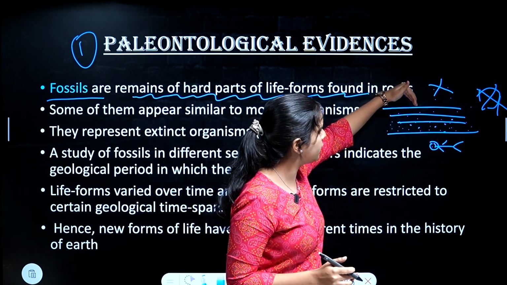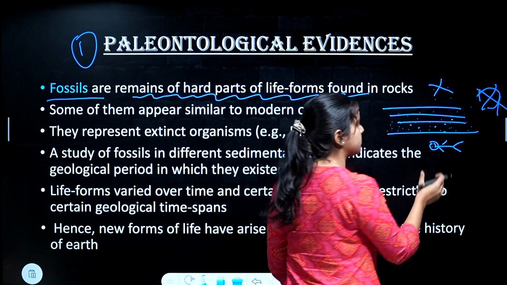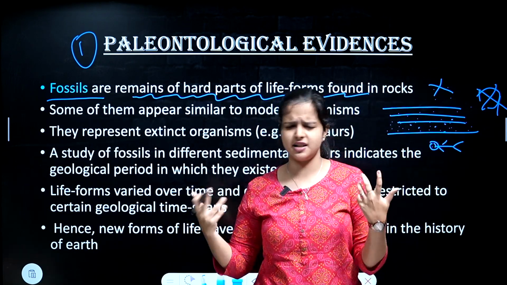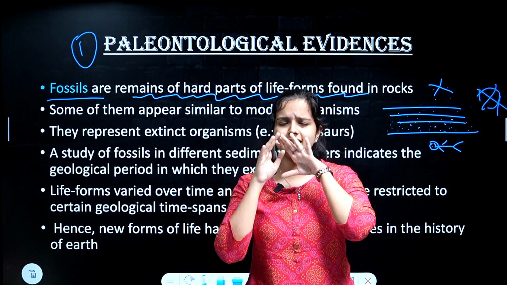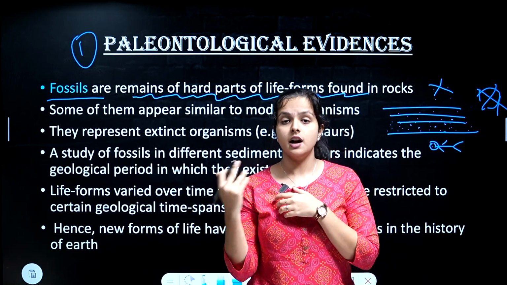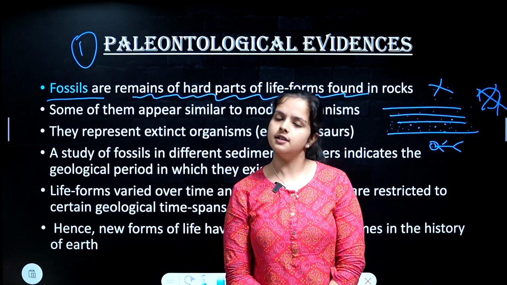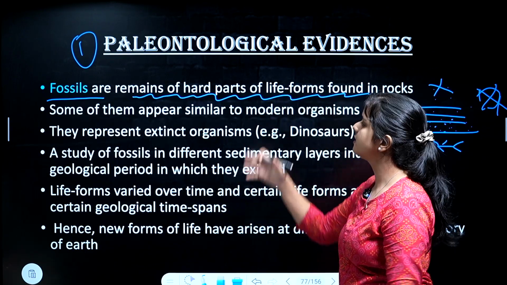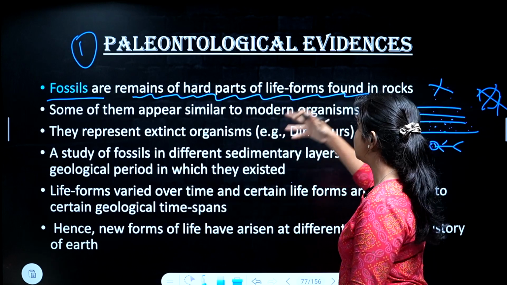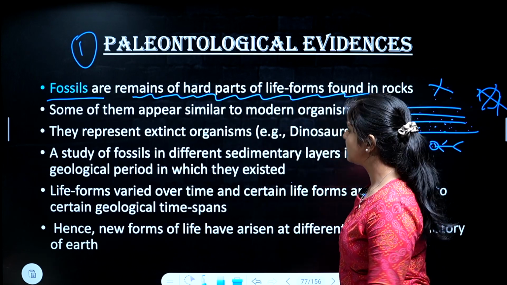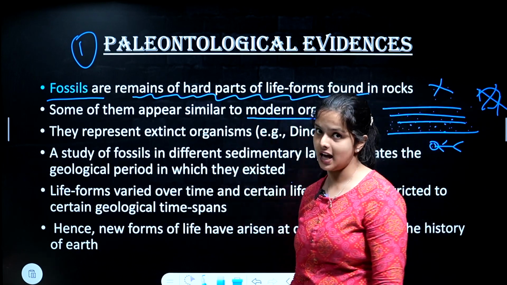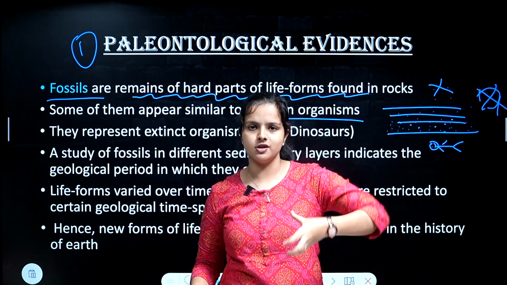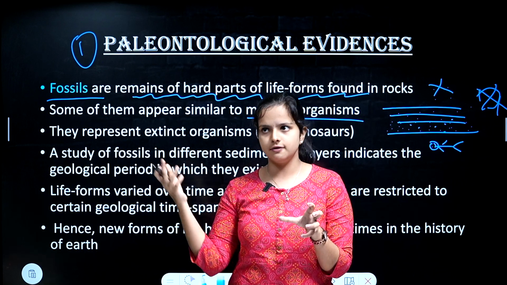So if we take these rocks and observe them, we can actually see the skeleton or the hard part, the exoskeleton or the endoskeleton, lying at exactly the same position as it was in the earlier stages. So that's what paleontological evidences are. Fossils, as I already told you, are remains of hard parts of life forms. Some of them appear similar to modern organisms, and that's how we compare the fossils. As we get new fossils, we compare them with the organisms that we see around us.